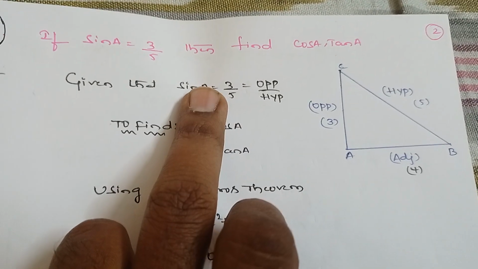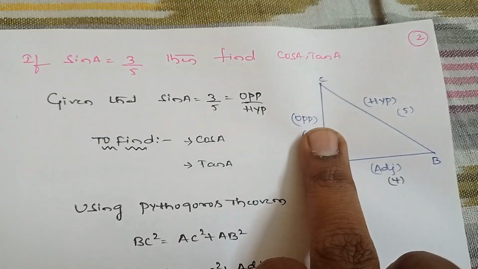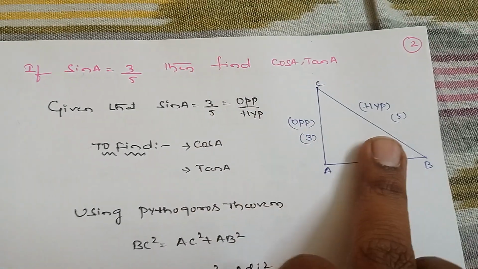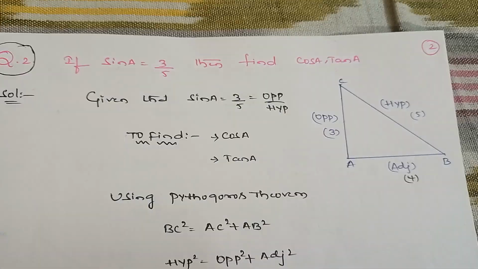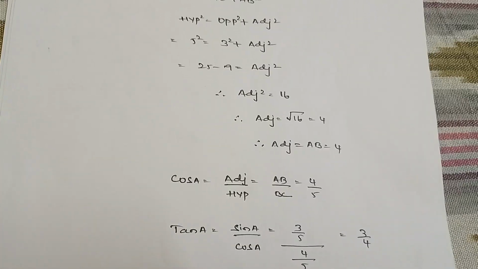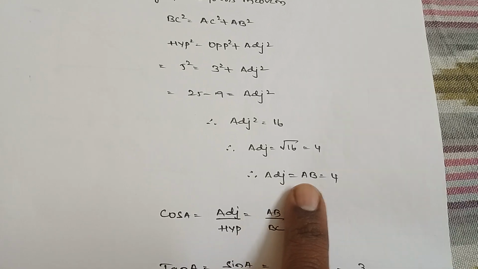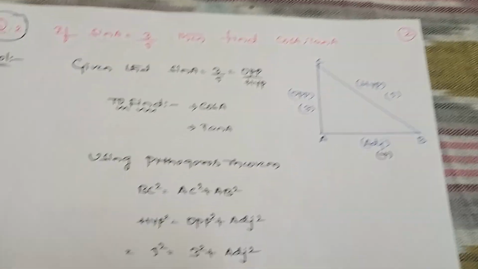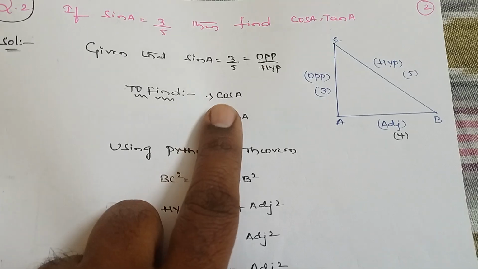First of all, the sine value is opposite by hypotenuse. Opposite by hypotenuse, mention the values 3 and 5. We need to find the adjacent value. By using Pythagoras theorem, we can find the adjacent side. So we get AB equal to 4, guys. AB equal to 4 units.